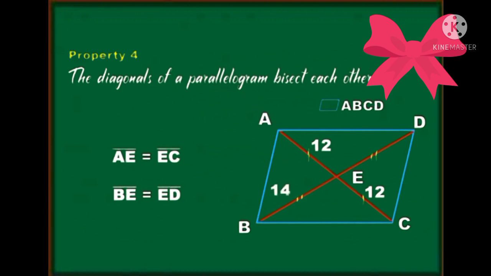In diagonal BD, segment BE is equal to segment ED. If segment BE is 14, what is ED?